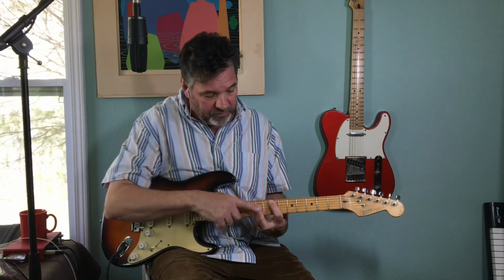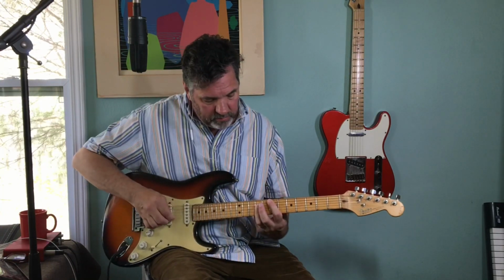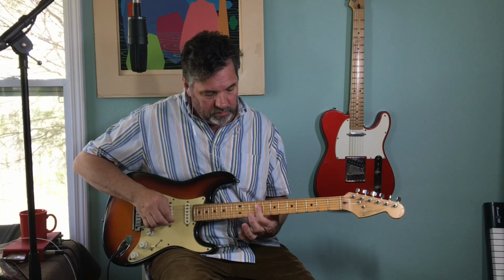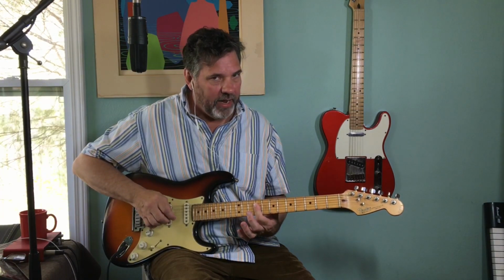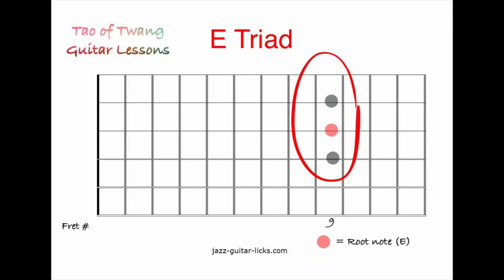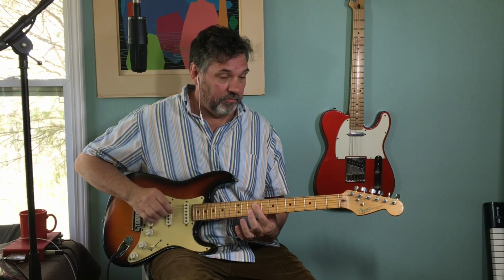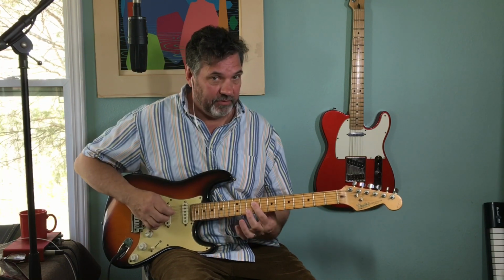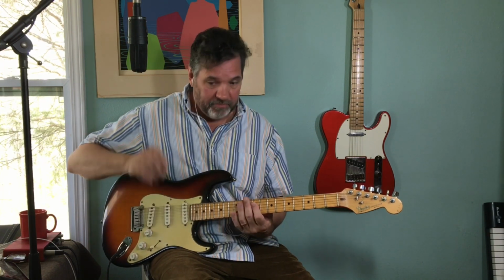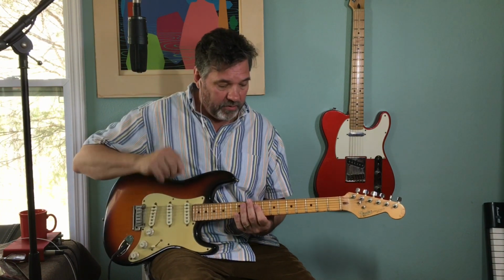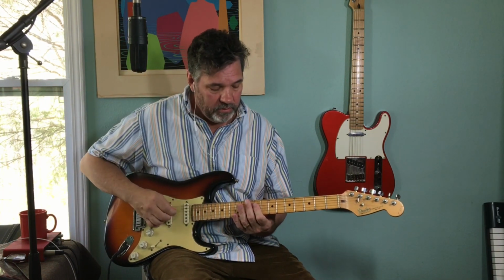The first shape is, let's just take these 3. Okay, that's an E triad. Here's a diagram for it. The red dot is the note E. Those other 2 notes are either the 3rd or the 5th. I didn't mark them because there's your homework. You get into that. See if you can figure out which ones are the 3rd and the 5th. Make a little drawing on a piece of paper. That'll help you really learn it.